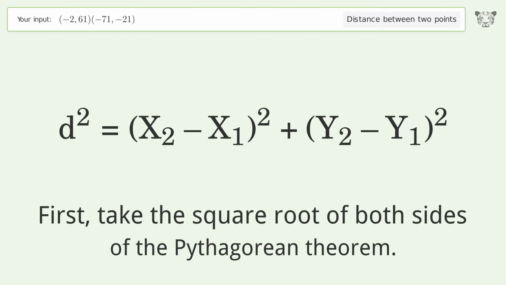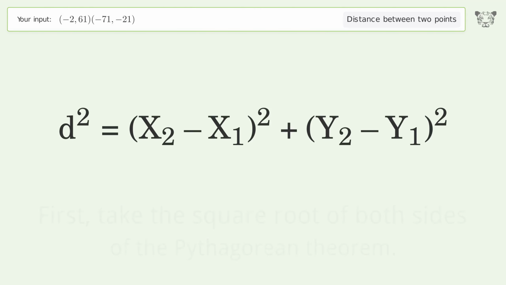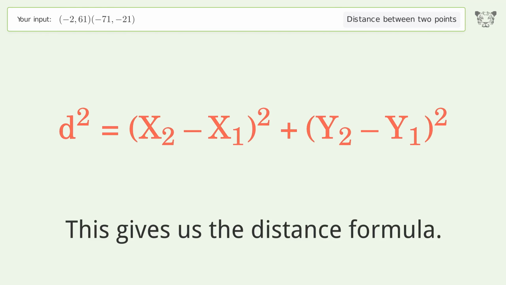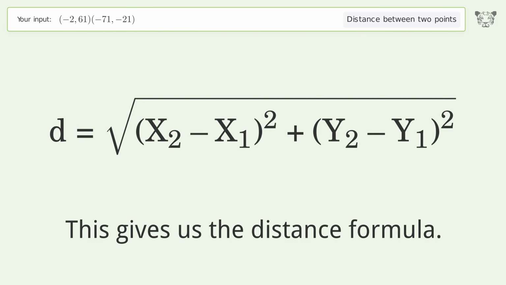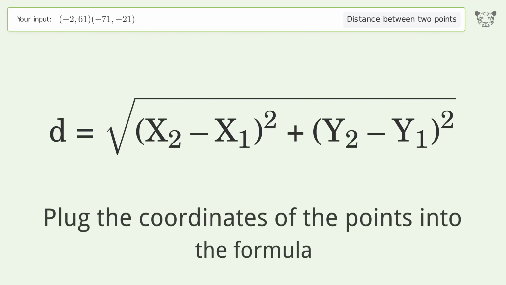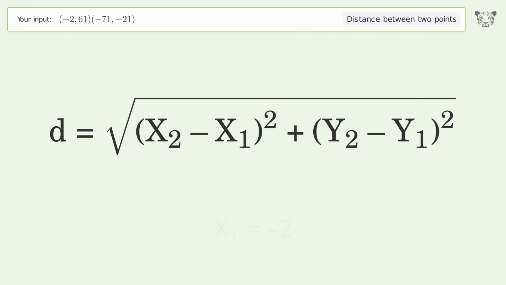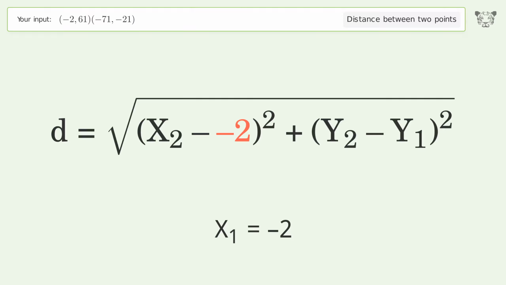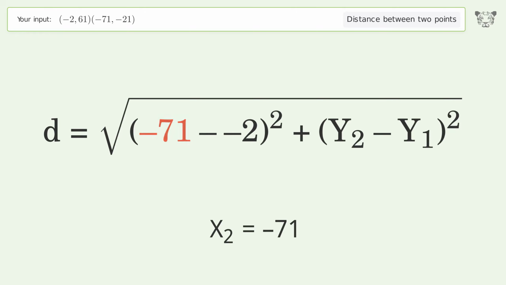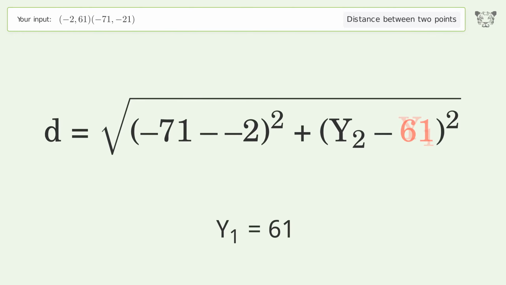First, take the square root of both sides of the Pythagorean theorem. This gives us the distance formula. Plug the coordinates of the points into the formula. x1 equals -2. x2 equals -71. y1 equals 61. y2 equals -21.